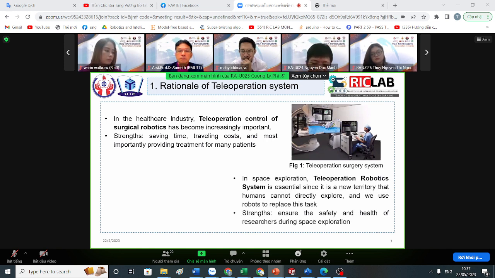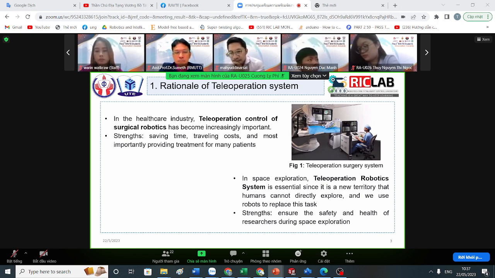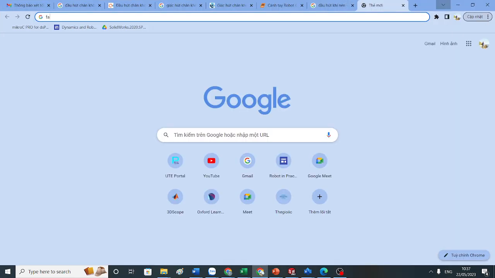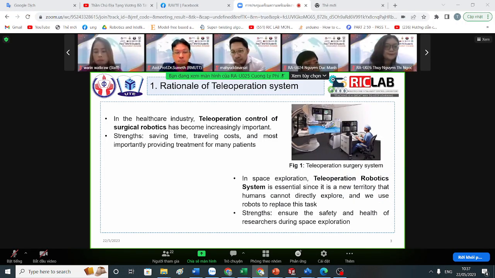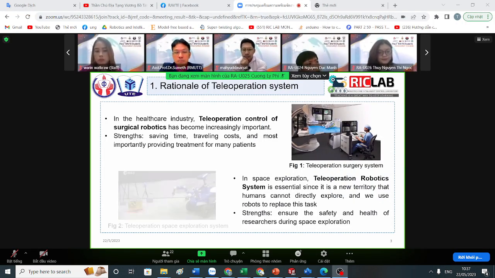In space exploration, a teleoperated robotic system is essential since it's a new territory that humans cannot directly explore, and we use robots to replace this task. And this ensures the safety and health of the researchers during space exploration.